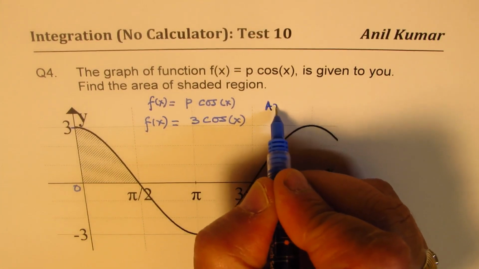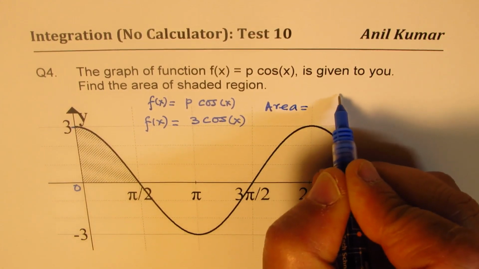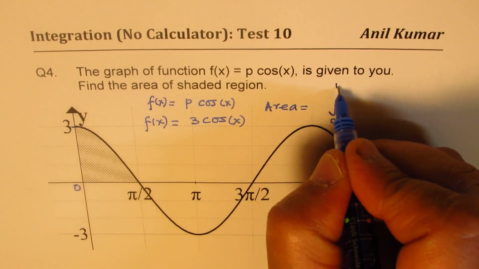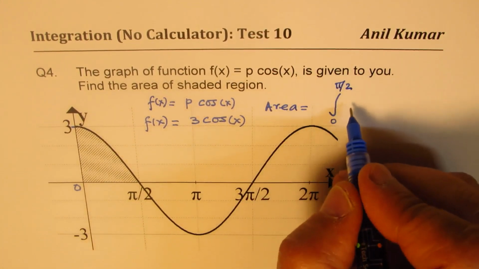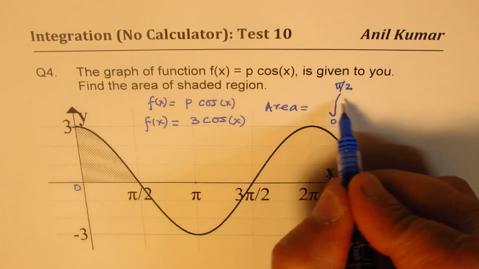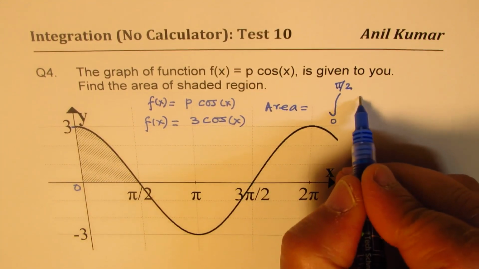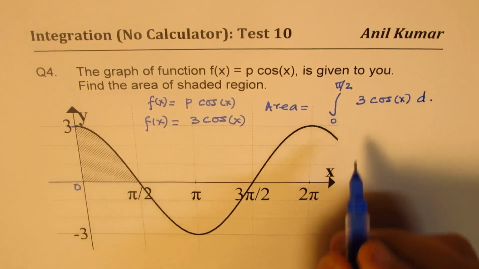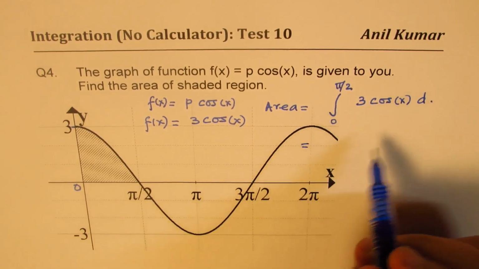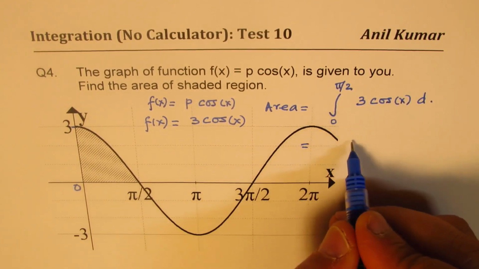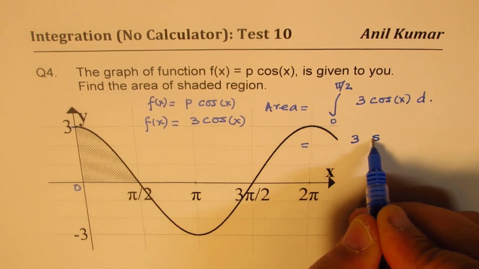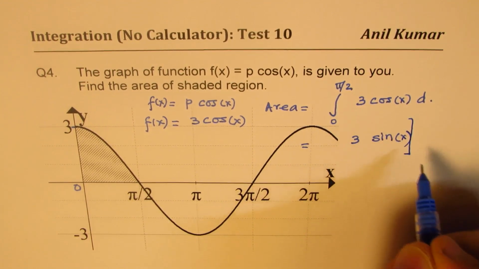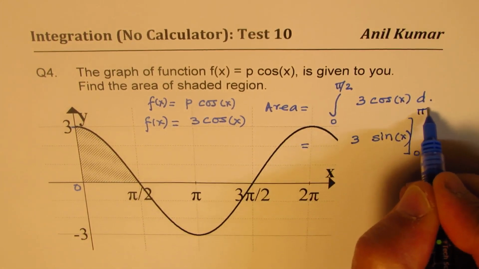So the area is how much? Area can be written as a definite integral over the interval 0 to pi by 2 for the given function p cos x. P is 3, so 3 cos x dx. Now in this case, the integral should be what? So the integral is 3 sin x, right? And the interval given to us is from 0 to pi by 2.